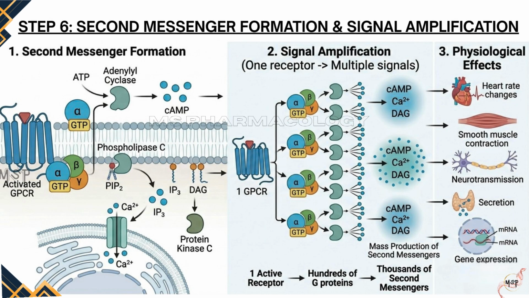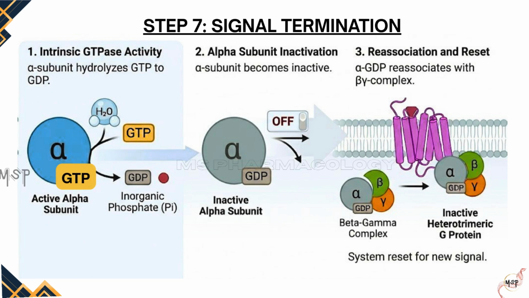Step 6. Second messenger formation, signal amplification. These intracellular pathways generate second messengers, which amplify the original signal. This amplification is one of the major reasons GPCRs are so powerful. A single activated receptor can trigger multiple intracellular signaling events, producing a much larger response inside the cell. Ultimately, these signaling pathways produce physiological effects, such as changes in heart rate, smooth muscle contraction, neurotransmission, secretion, or gene expression.